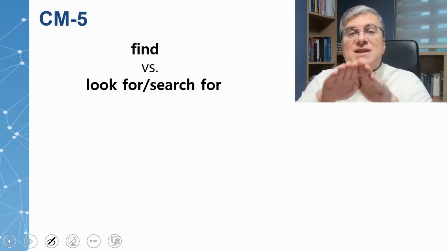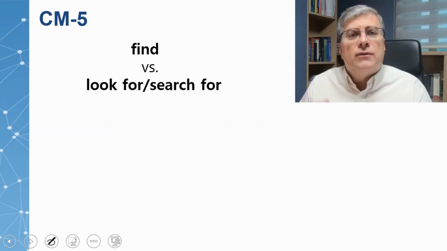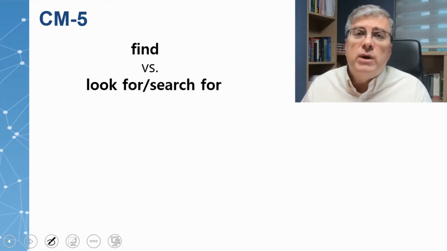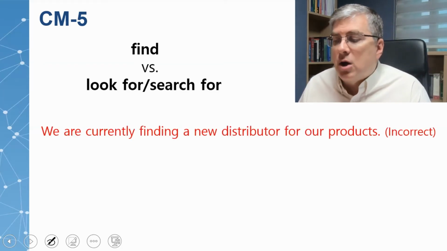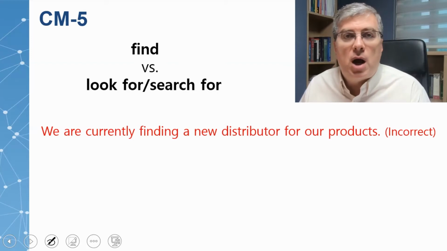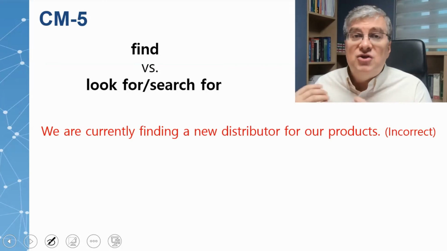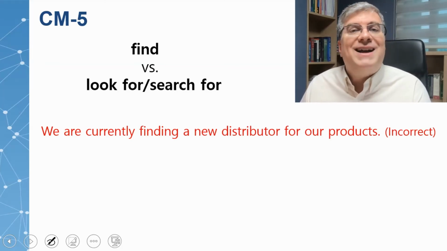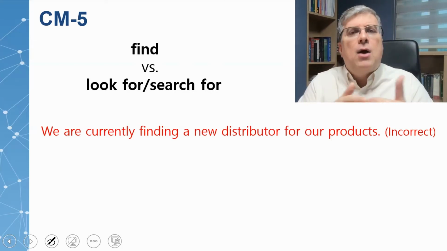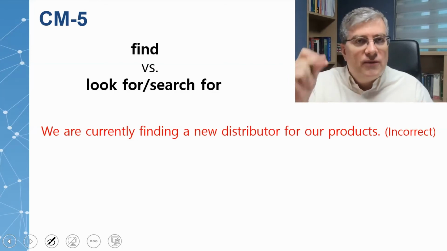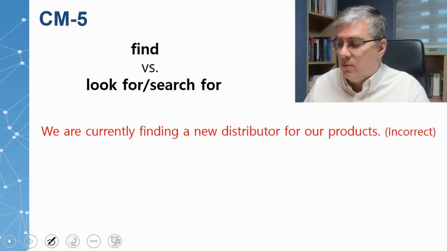But in English, we use different verbs, different vocabulary for these different situations. So if you try to use the verb find before you know where something is, that sounds strange, as in this example. We are currently finding a new distributor for our products. That sounds strange. If you say you found something, it means you already found that person. How can you be finding something? Finding in this sentence sounds like it takes a long time. How can you find something for a long time? You found it. That just takes a second. We found it. You're done. You're not looking for it anymore.